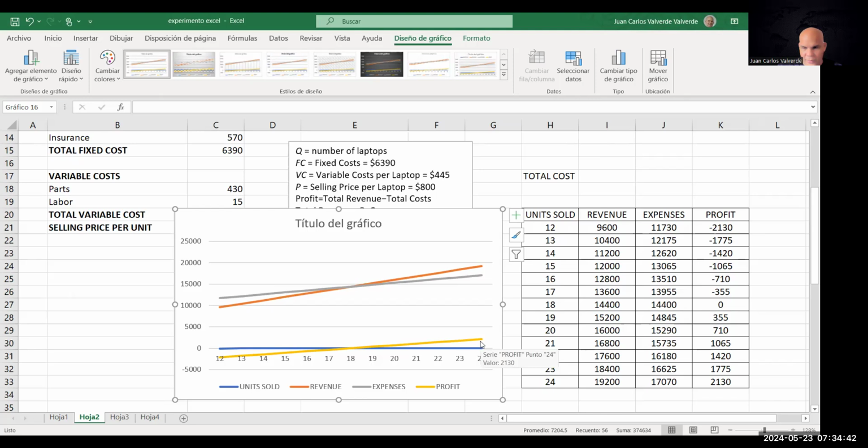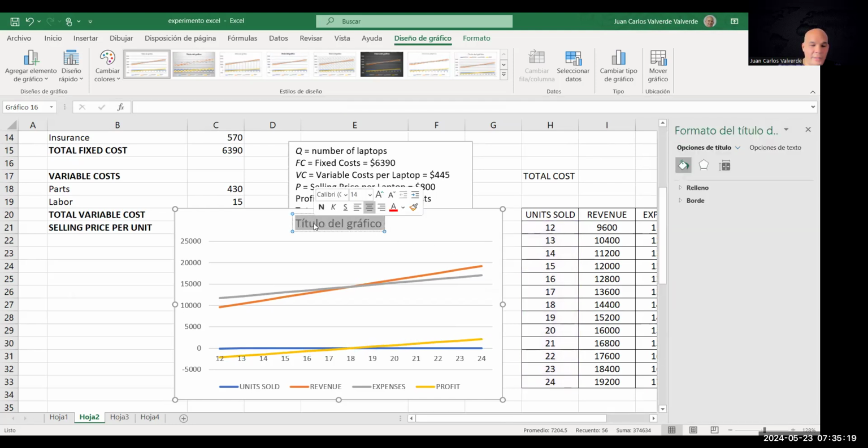You see, this is 5,000. So over here is 2,130. Okay, and the blue line, units sold, doesn't change. Well, it changes from 0 to 24, of course. And as you can see, the revenue line, which is the orange line, has an equilibrium here. Also expenses right here. Okay, so here it is. This is the chart that represents the BEP. Now we change the title to break-even point.